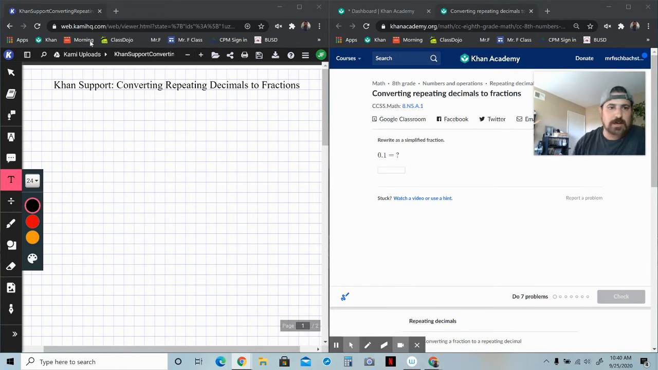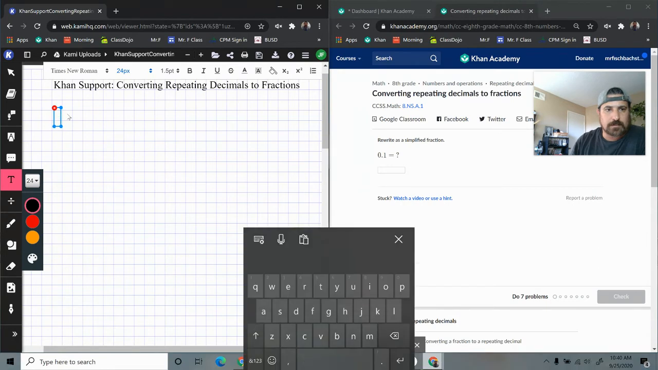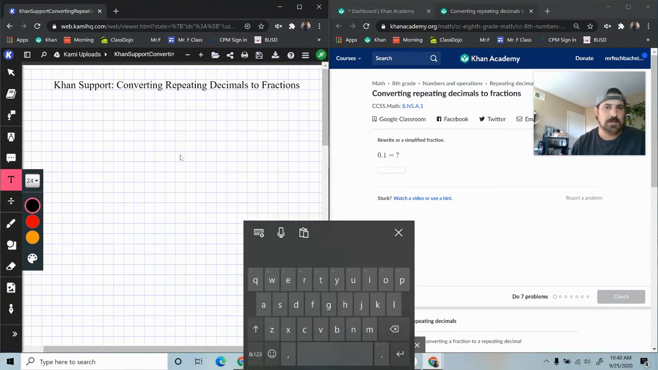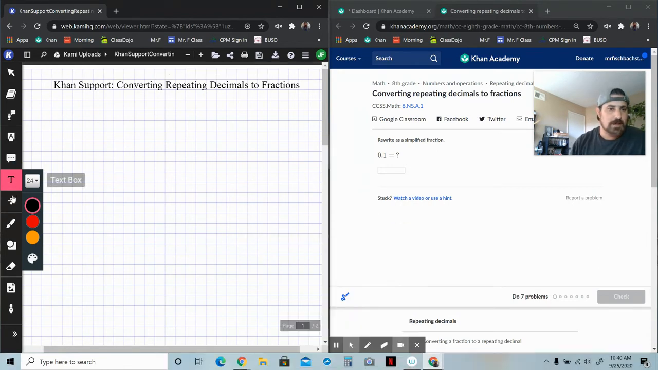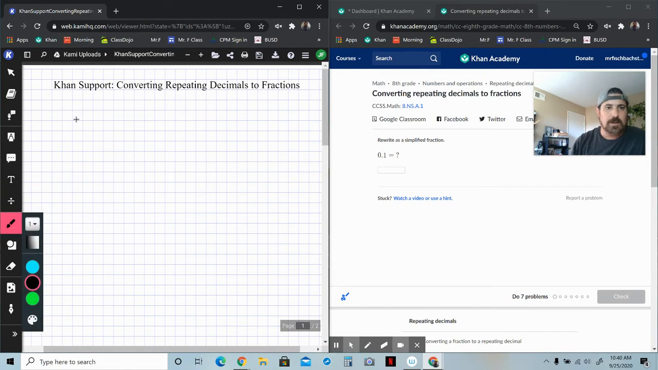So over here we've got 0.1 repeating. This is actually a really easy one. So if you're looking at the first problem, let's do the writing. Okay. So the first problem says, 0.1 repeating. So when you have 0.1 repeating, that's the same as, you guys know, 0.111111 forever and ever and ever.